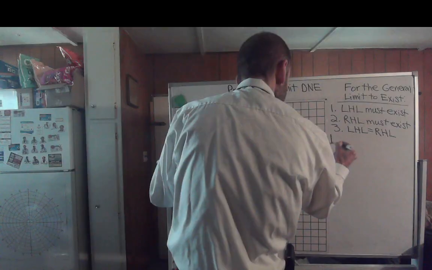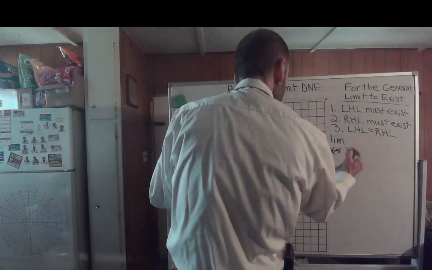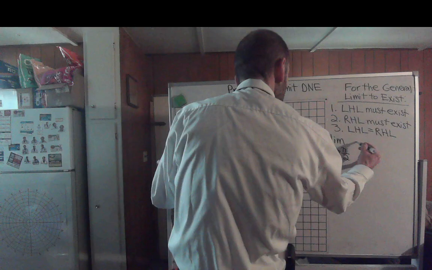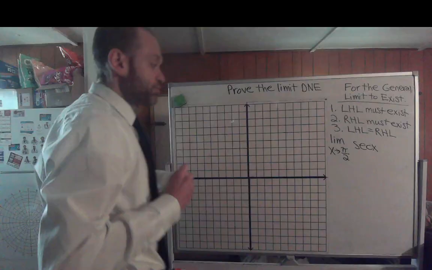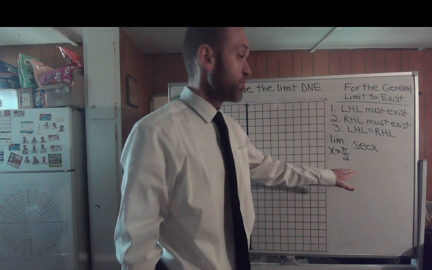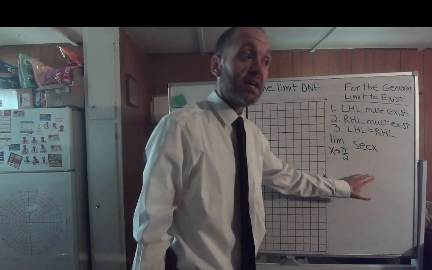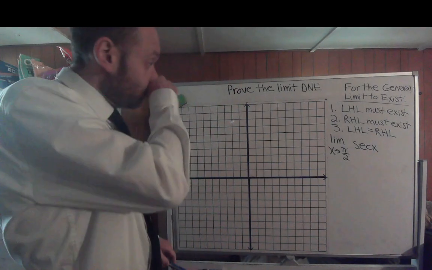Alright, so let's take the limit as x approaches pi over 2 of the secant of x. So we're going to prove the limit as x approaches pi over 2 of the secant of x does not exist.